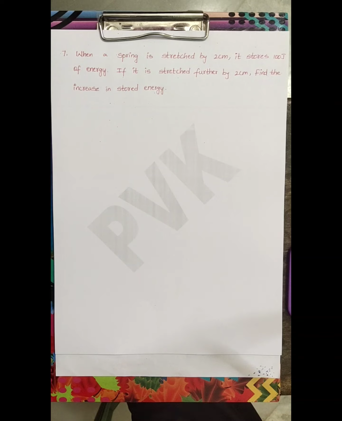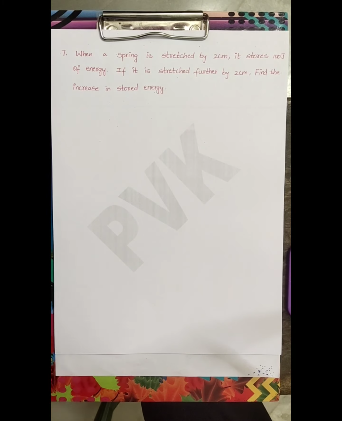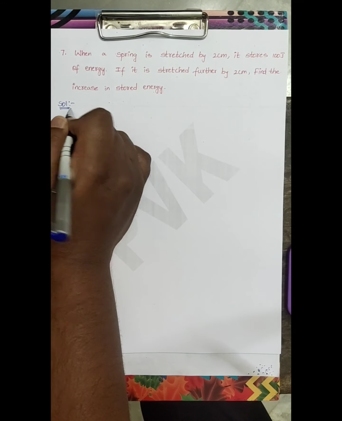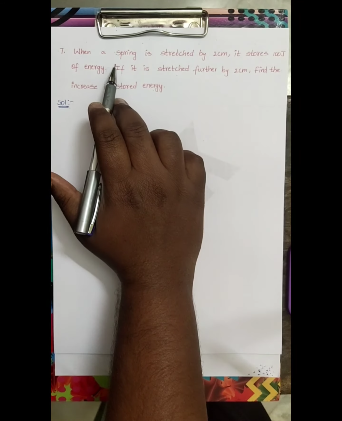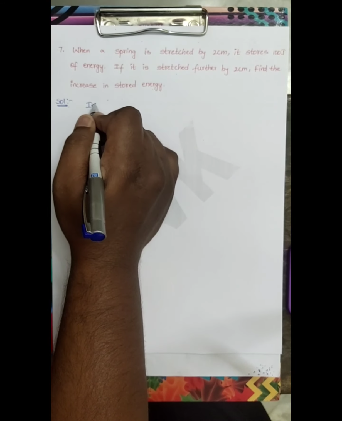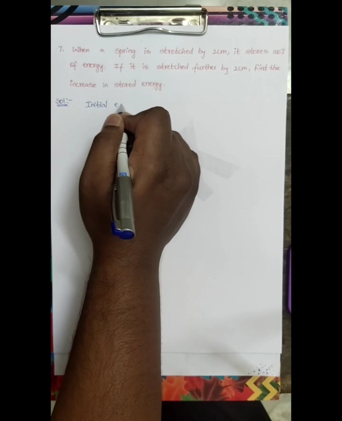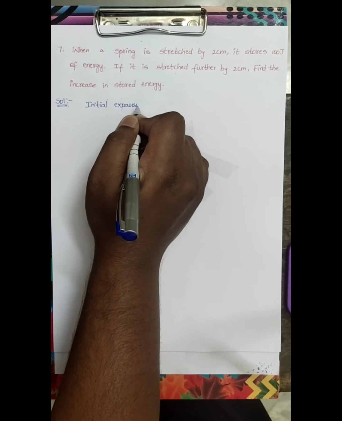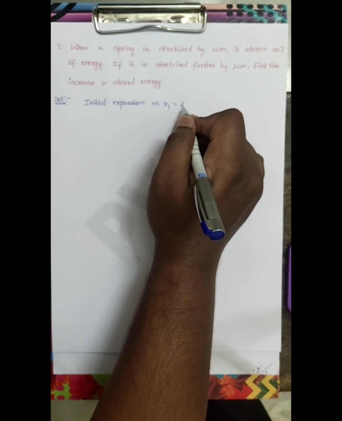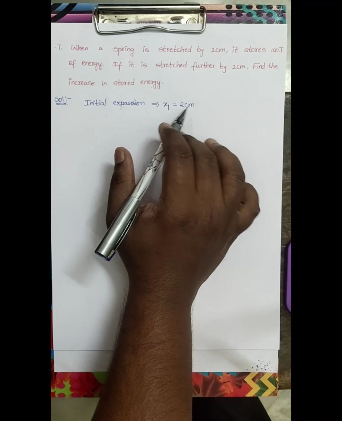When a spring is stretched by 2 cm, it stores 100 joules of energy. If it is stretched further by 2 cm, find the increase in stored energy. This is the question. So let us solve this one by going through the basics. What was given? When a spring is stretched by 2 cm, the initial expansion is x1 equals 2 centimeter.